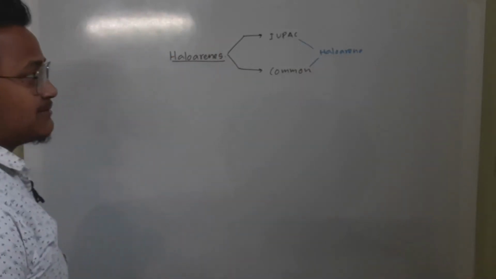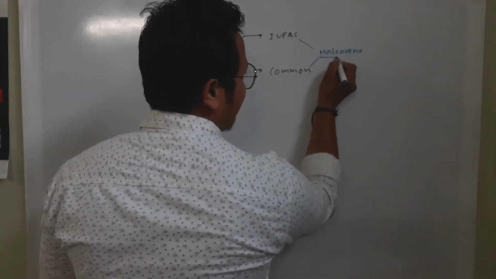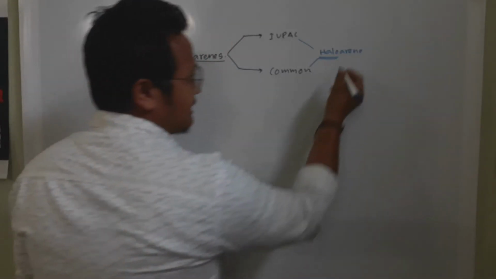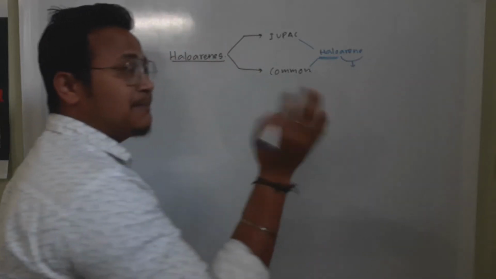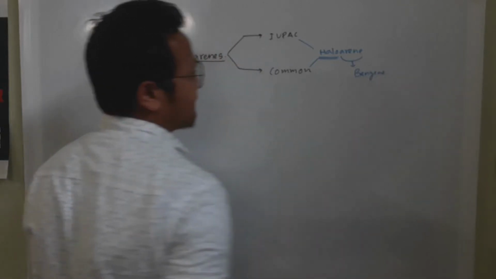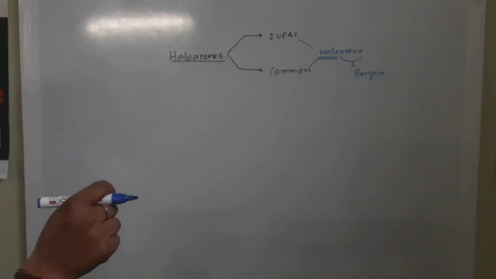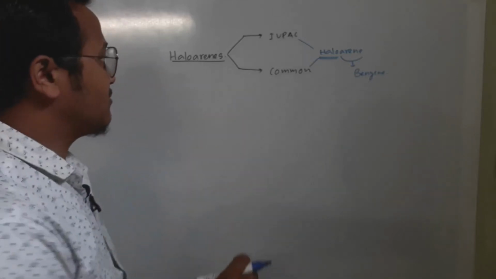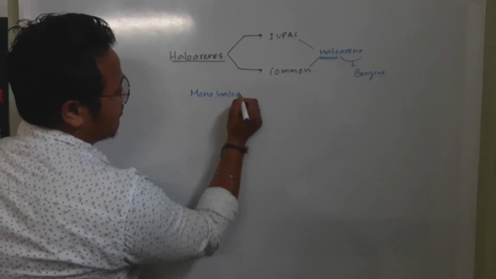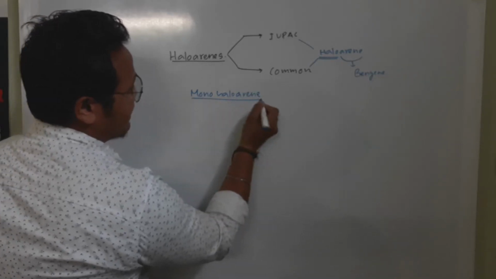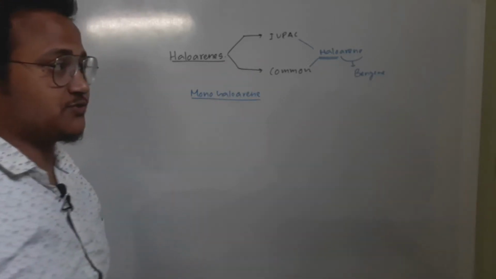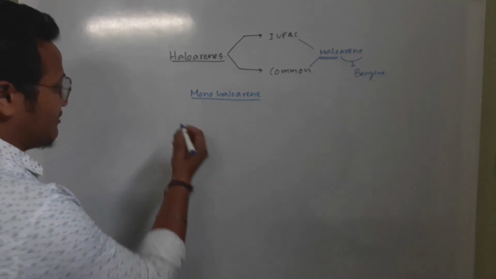The similarity is that whatever halo term we have for the halogen, we will place that, and in terms of arene, as we have the benzene ring, we will use the word benzene there. This nomenclature applies to monohaloarenes. Monohaloarene means the benzene ring contains only one halogen atom. So it's very simple. Let's have a look here.